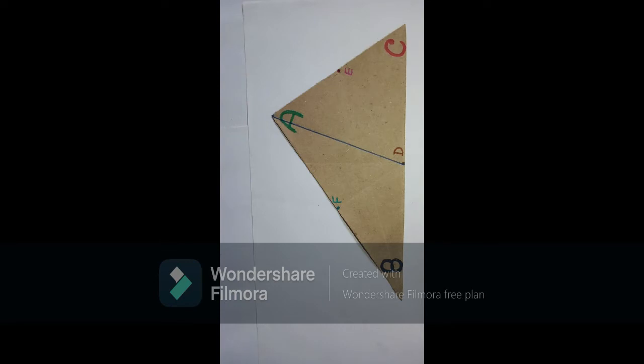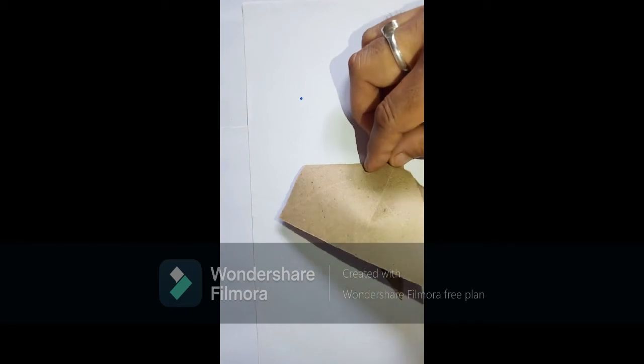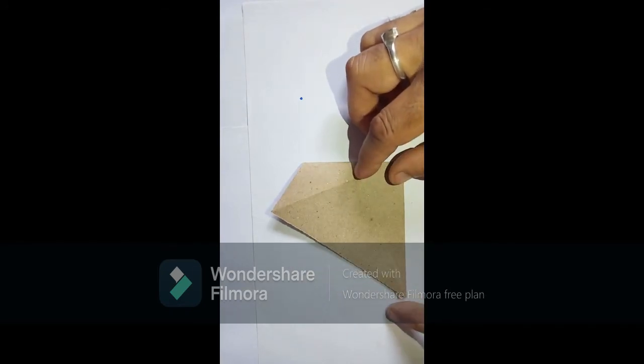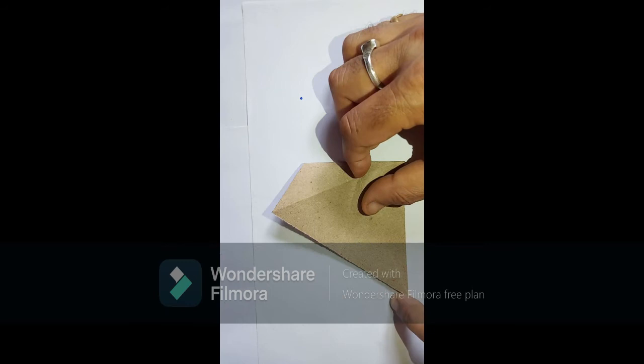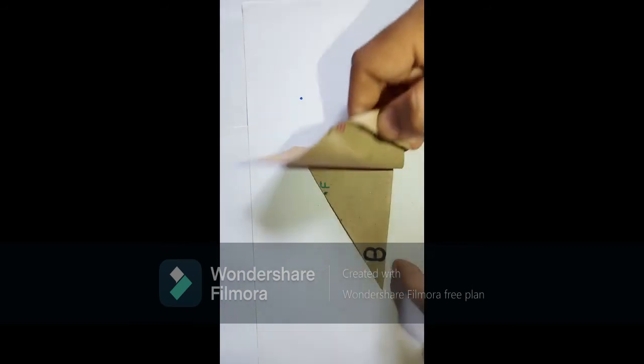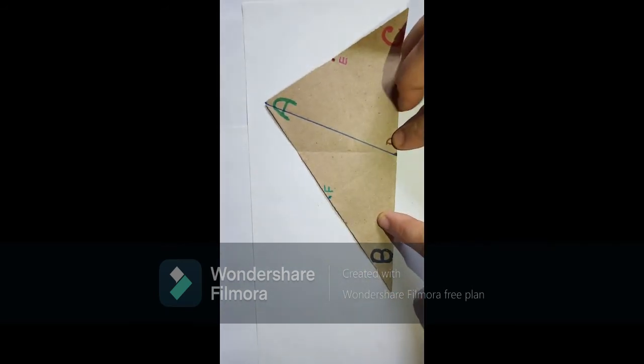By paper folding method, in this video we will show that the three medians are concurrent. First of all, we need to find the midpoint of the three sides, namely AB, BC and CA. To do this, we will simply bring this vertex C to the point B. As you can see, the two vertices are coinciding. Hence, D is the midpoint.